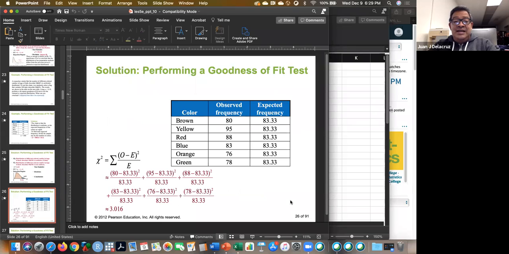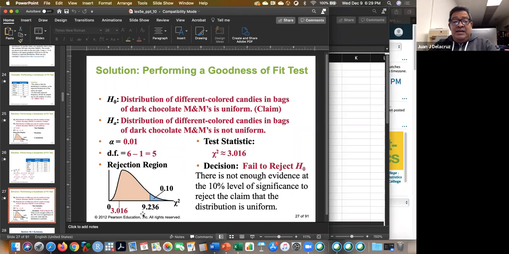We do the test and find our chi-square statistic. We find our critical value based on the alpha and the degrees of freedom. So we realize that we failed to reject the claim. There is not enough evidence at the 10% level of significance to reject the claim that the distribution is uniform. So that is the case.